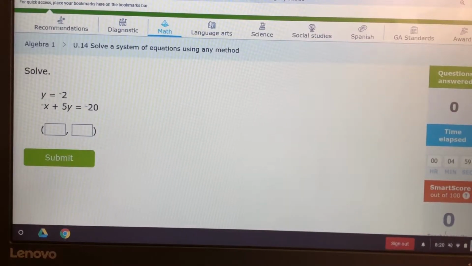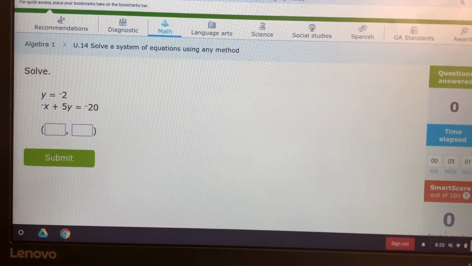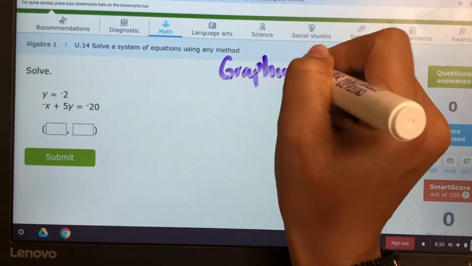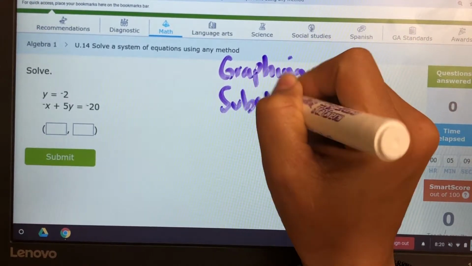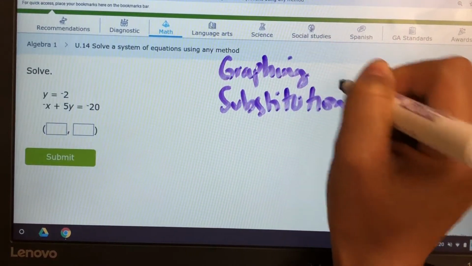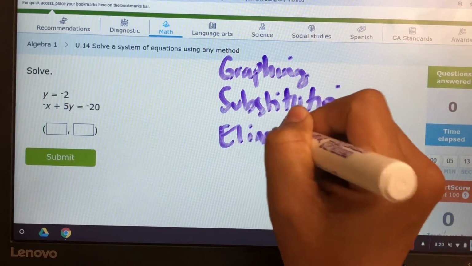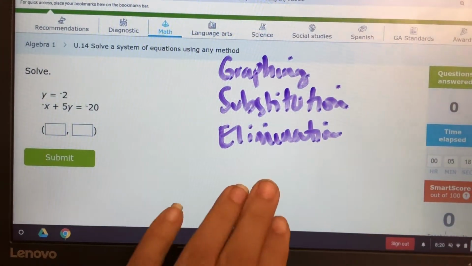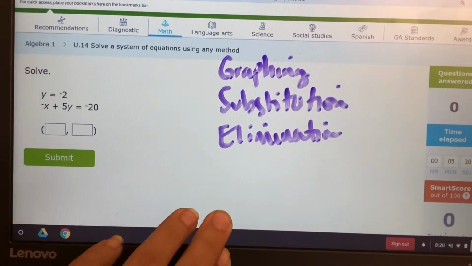All right, we're going to take a look at solving a system of equations using any method. So there's three methods. There is graphing, there's substitution, and there's elimination. Any one of those three methods is always going to work, okay?